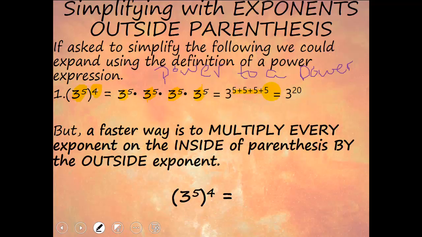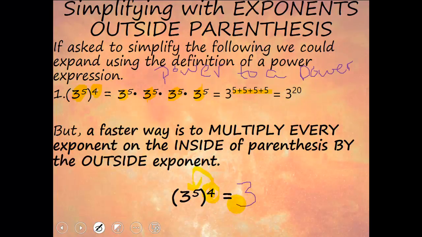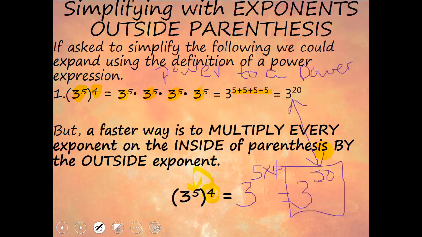But there's a faster way. Basically, you take this outer exponent and multiply it by the exponent applied to each base inside the parentheses. So in this case, we would have 3 to the 5 times 4, which is equal to 3 to the 20th. And we get to it a whole lot faster. This is the same answer, different approach. Let's say we had 3 to the 50th raised to the 40th power. We would not want to use the expanding method at all, because we would be writing way too much.